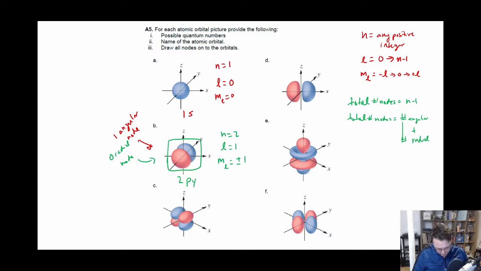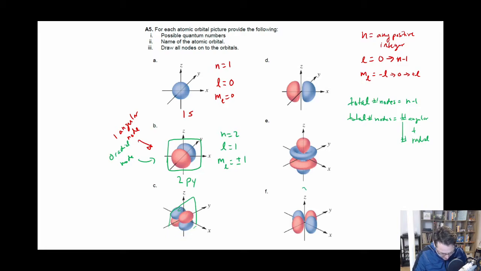Moving on to the next one. The first thing that we're looking at now is that we've doubled the number of lobes. We're now at 4 lobes, 2 blue and 2 red. And again, we can see that we have one angular node that includes the z and the y plane, right there, because you're going from this red jumping over to that blue, and this blue jumping over to that red.